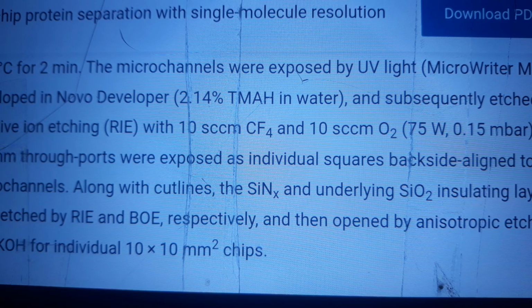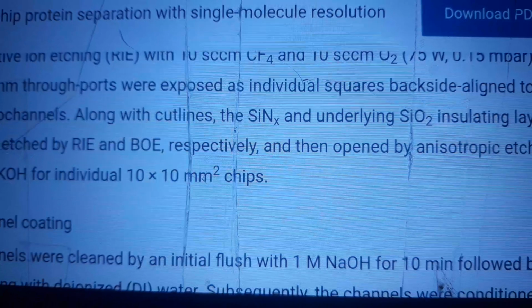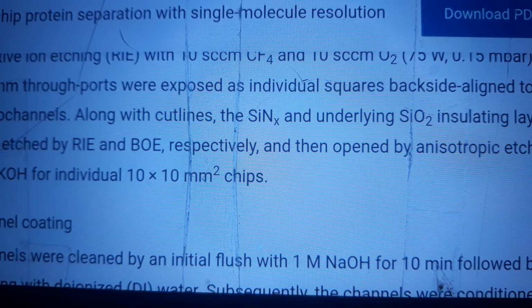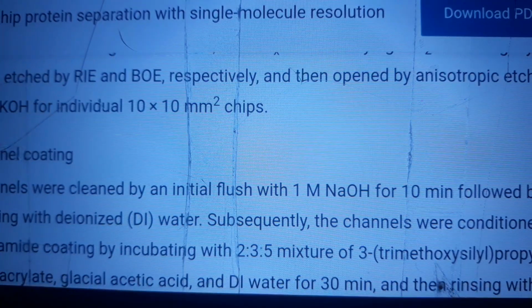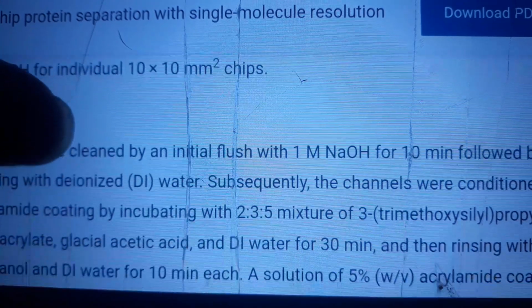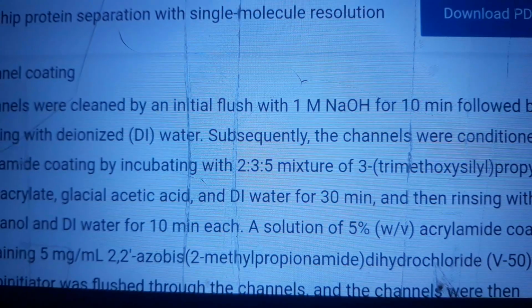0.15 mbar. Next, 0.5 mm through ports were exposed as individual squares, backside aligned to the macro channels, along with cut lines. The silicon nitride and underlying SiO2 insulating layer were etched by RIE and BOE, respectively, and then opened by anisotropic etching, then 33% KOH for individual 10 by 10 millimeter square chips. Channel coating. Channels were cleaned by an initial flush with 1 M NaOH for 10 minutes, followed by flushing with deionized DI water.